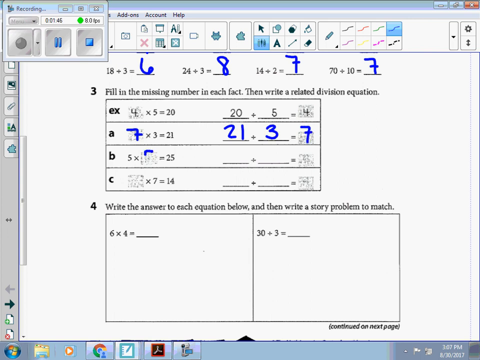5 times 5 equals 25, so 25 divided by 5 equals 5. And 2 times 7 equals 14, so 14 divided by 7 equals 2.